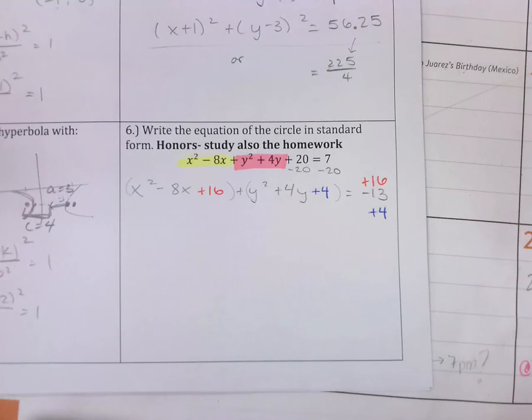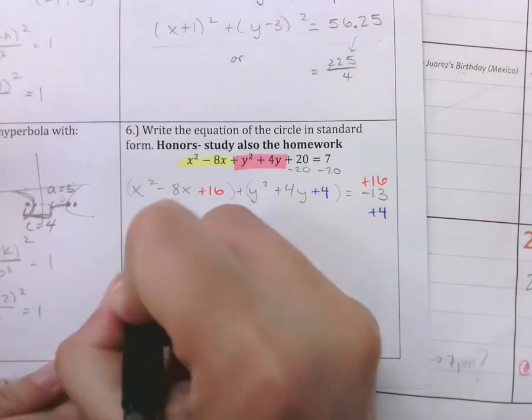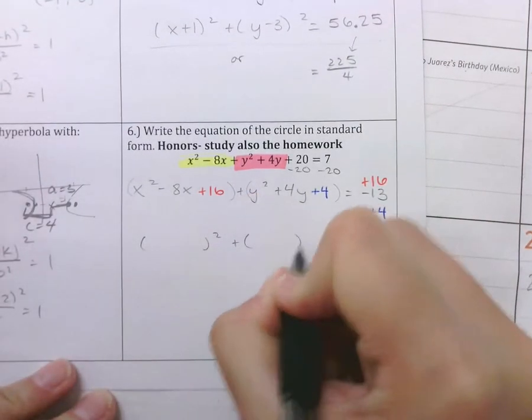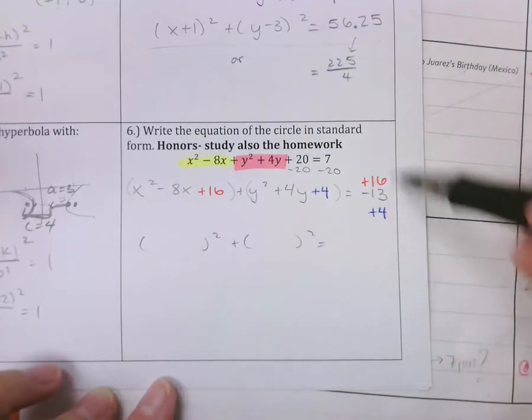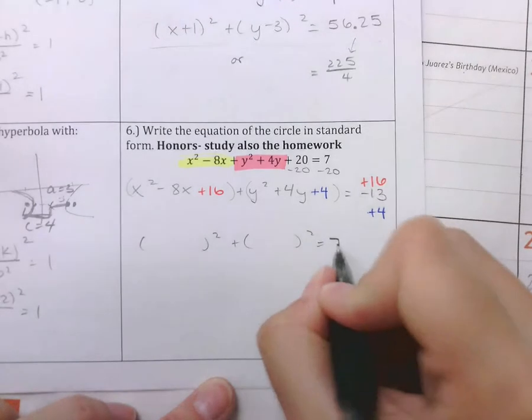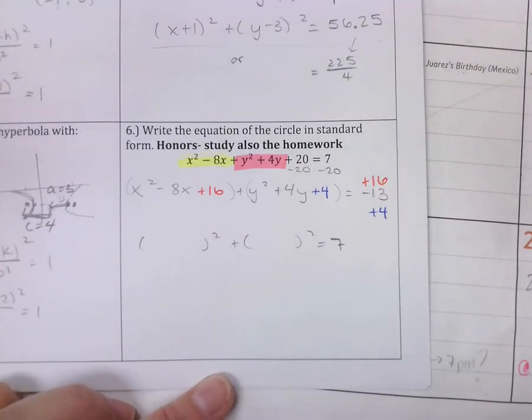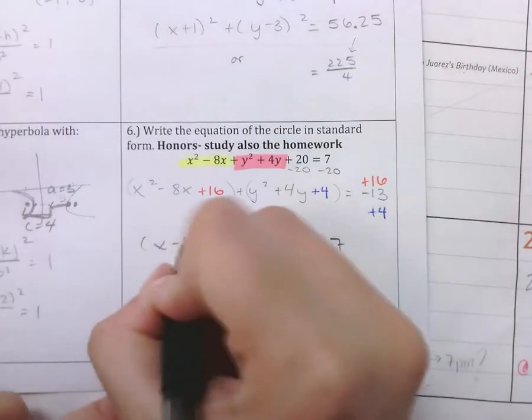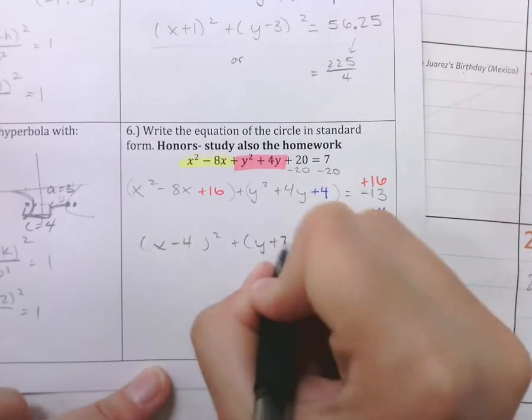Once you complete the square and you get perfect square trinomials, rewrite these as binomials squared. And go ahead and simplify all of this. So, yeah, (x - 4) squared, and then (y + 2) squared.